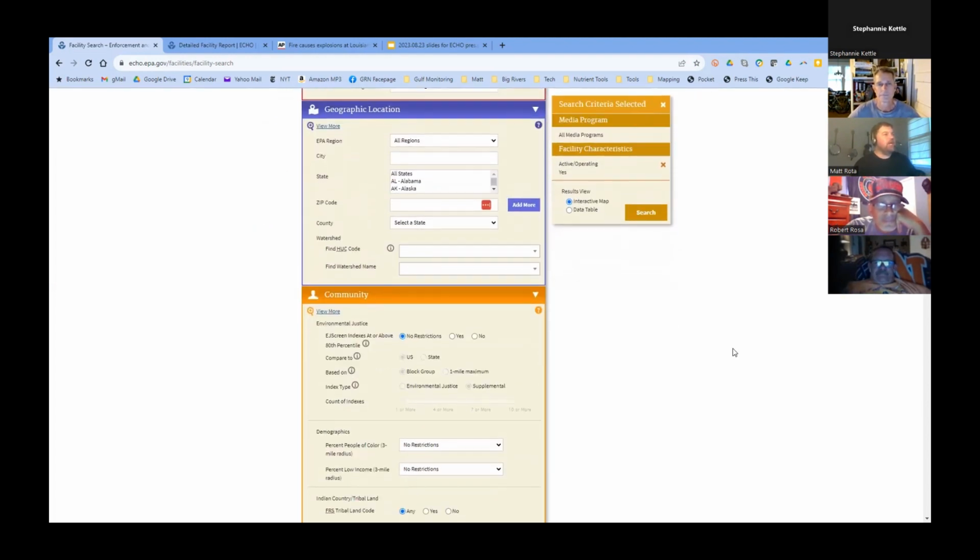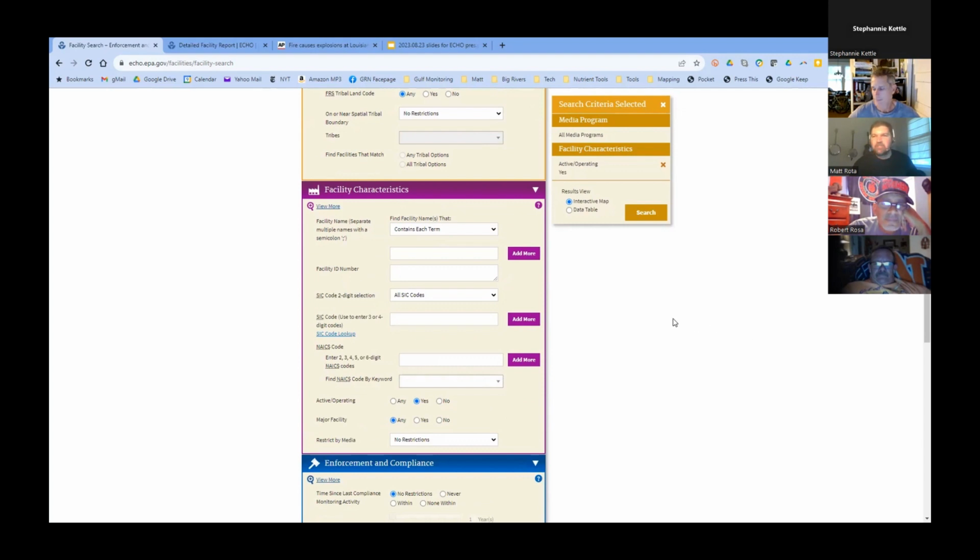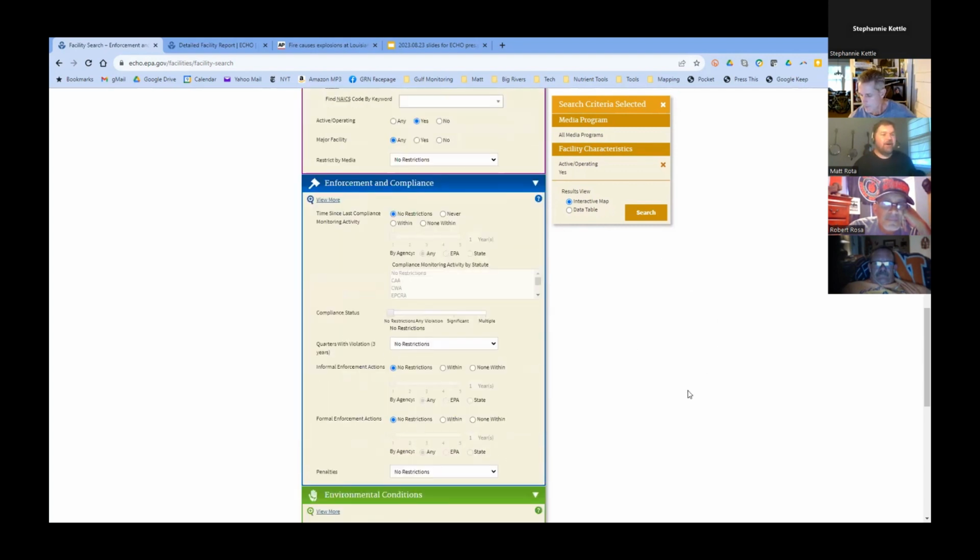But first of all, I'm just scrolling all the way down. You can look for geography. You can find out more about the community and the demographics if you're looking for information on tribal land, for example, or particularly environmental justice communities and seeing what's impacting them. You can look at different kinds of facilities, if you're looking for a pulp and paper mill, a petrochemical facility, or a sewage treatment plant. You can see which ones are most non-compliant. You can say, I want somebody that has had multiple violations over the past quarters, and you can really narrow that down as well.